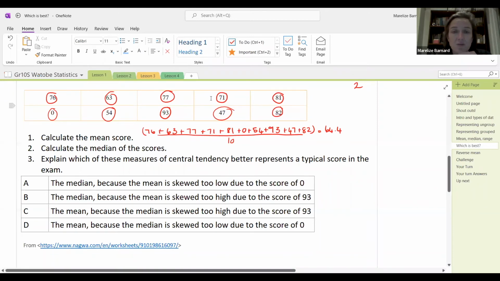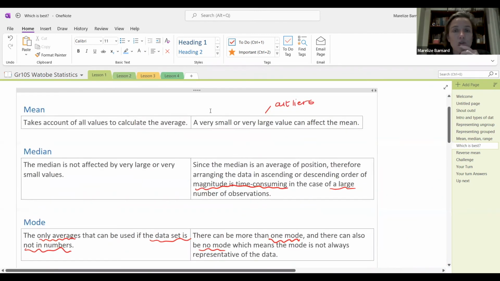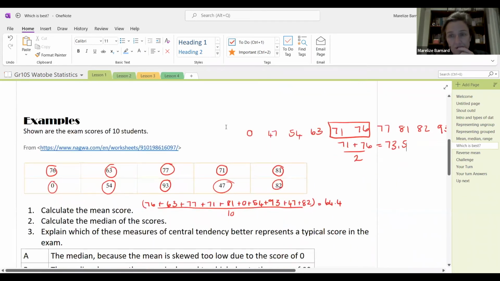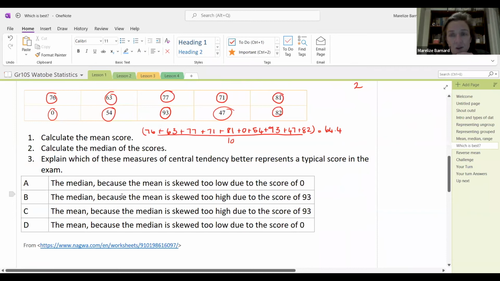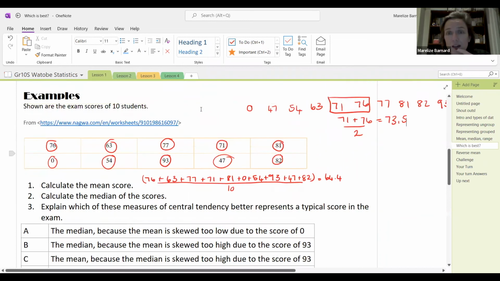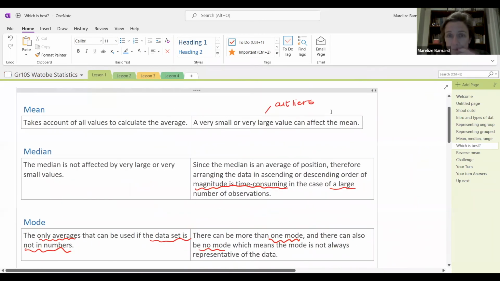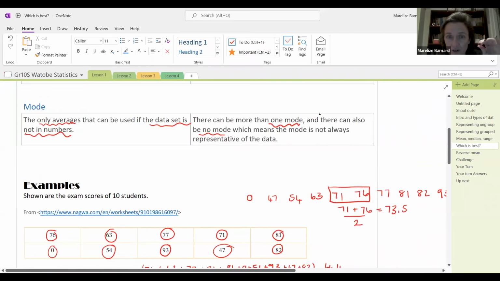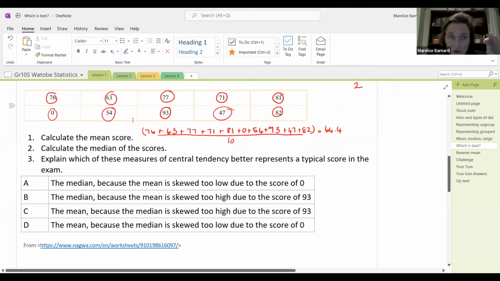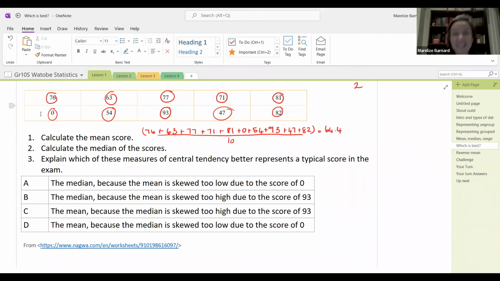Exactly. It considers all data values, but remember, it also is affected by very small and very large data values. So would this mean not be affected by this very small data value, which is the 0? The 0 is what we call an outlier. Remember, guys, I said here, if there's a very small data value, it affects the mean. And in our data set, we've got a very small data value. We've got the 0 here. So now some of you are changing your minds and you're saying it's the median.